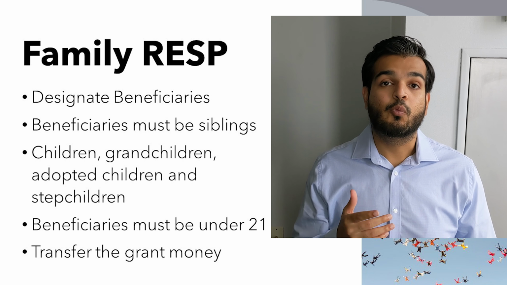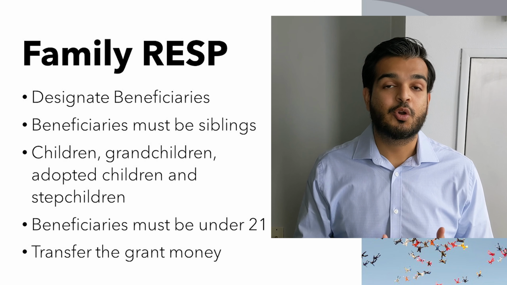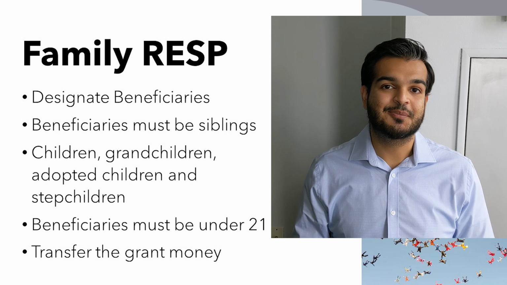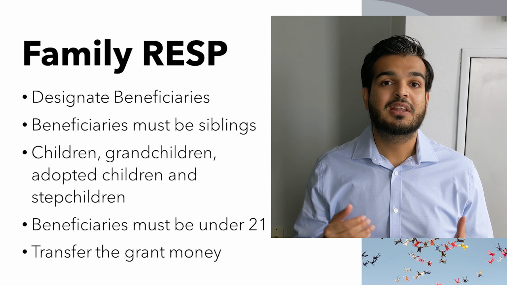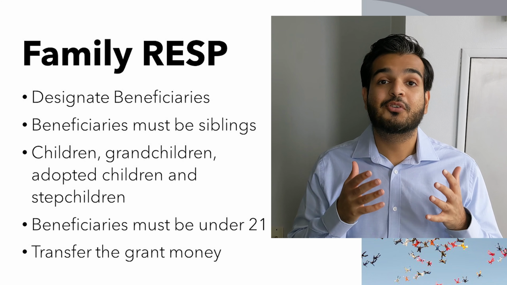The next type is a family RESP, which is a lot more flexible compared to the individual RESP. You, the plan holder, can name one or more children as the beneficiaries, the children or people who you're saving the money for. But they must be related to you. And the beneficiaries must be siblings related to one another in order to receive the Canada Education Savings Grant, or CESG. I will talk in more detail about the CESG a little bit later in this video. Children, grandchildren, adopted children, or even stepchildren are fully eligible.